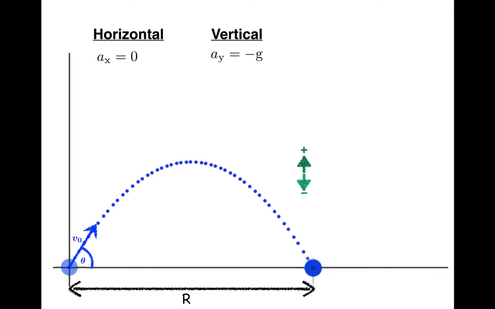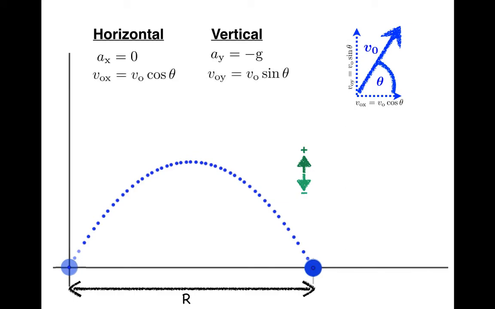How about initial velocities? First we need to resolve the velocity vector into horizontal and vertical components, and then those results can be transferred into the columns. Delta x will be equal to R, and delta y is equal to 0 since the projectile returns to its original height. Finally, we don't know the time, but whatever it is, the time for the motion in the horizontal and vertical directions is the same.